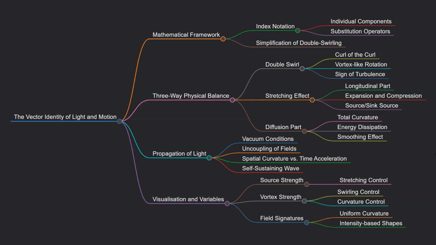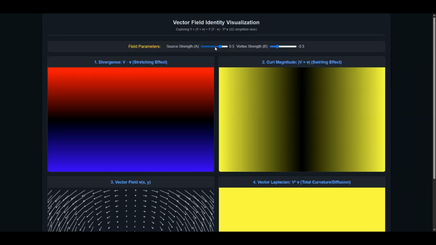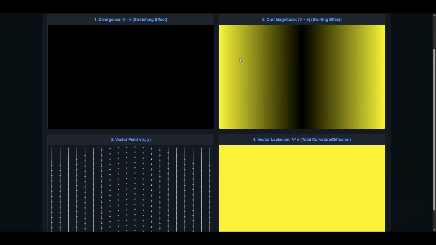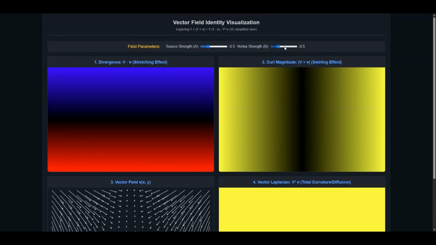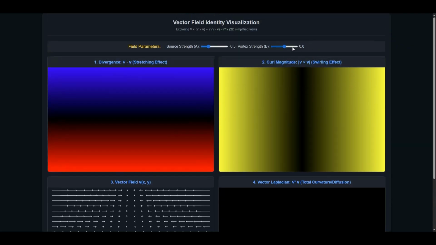The diffusion part, also called total curvature, measures how much a specific point in the field differs from the average of its immediate neighbors. This effect is usually associated with smoothing or dissipating energy, similar to how heat spreads out until a temperature is even. In a substance like water, which cannot be compressed, the stretching effect is absent, meaning any double swirling in the flow must be perfectly and purely balanced by the internal friction or diffusion of the liquid.